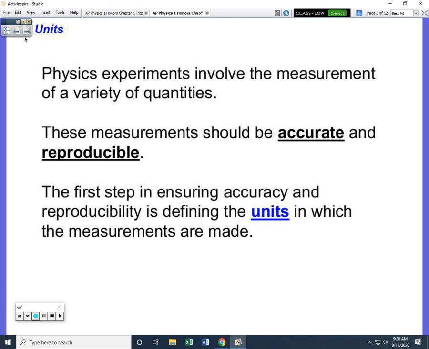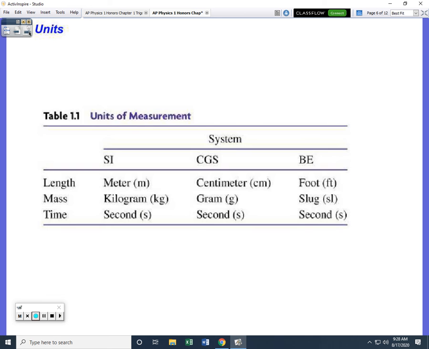And when we do these experiments, we're trying to find things that we can be accurate and reproducible with. And if we're going to do that, we have to understand the concept of units. So that's the first thing we're going to get into, describing units. Here in physics, we use what are known as SI units, which are the International System of Units. So for length, mass, and time, we're talking about the meter, the kilogram, and the second. Chemistry sometimes uses centimeters, grams, and seconds, but we're going to be dealing with meters and kilograms.